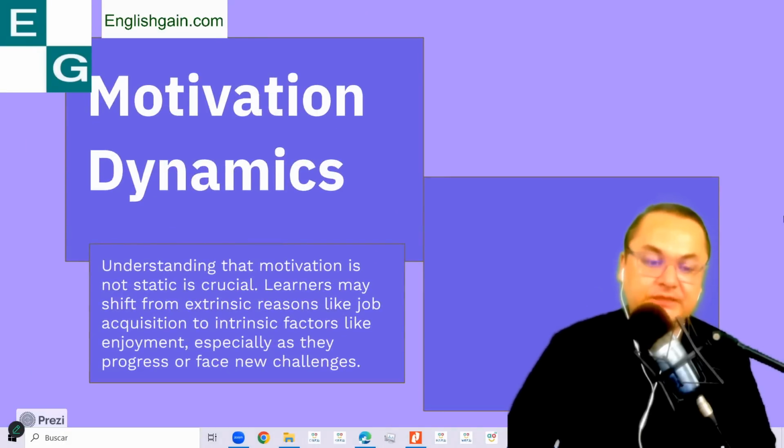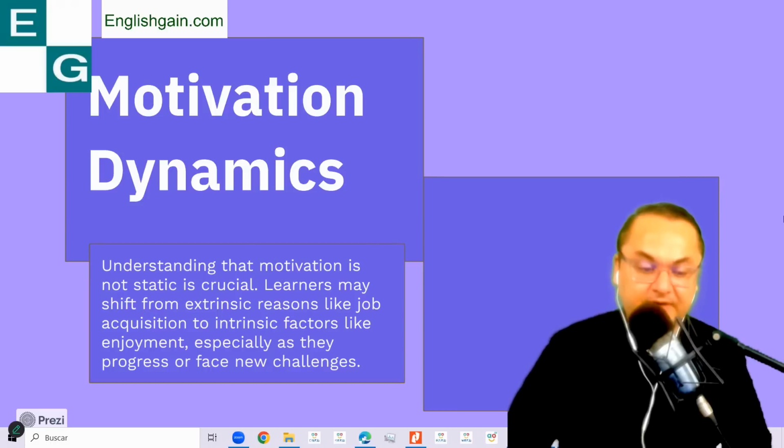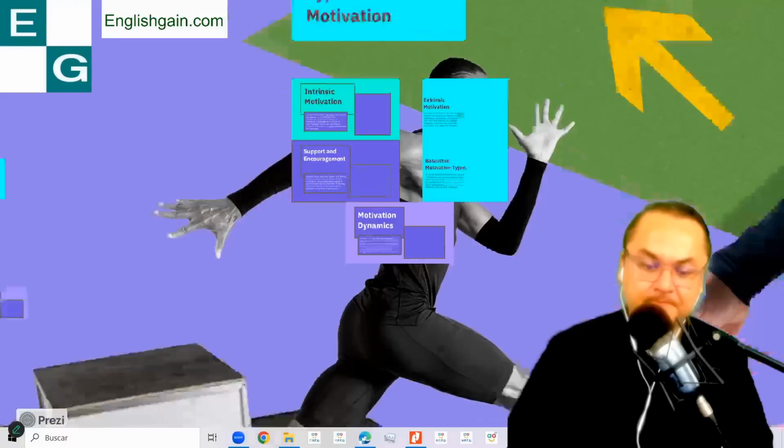Motivation dynamics is understanding that motivation is not static, and that is crucial, because learners may shift from extrinsic reasons like job acquisition to intrinsic factors like enjoyment. So there is like a gain, and you want to shift from an extrinsic motivation to an intrinsic motivation factor so your students can keep up with their lessons.